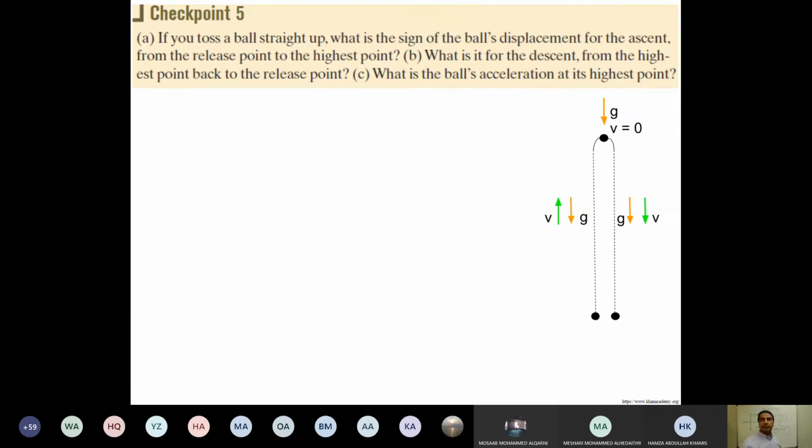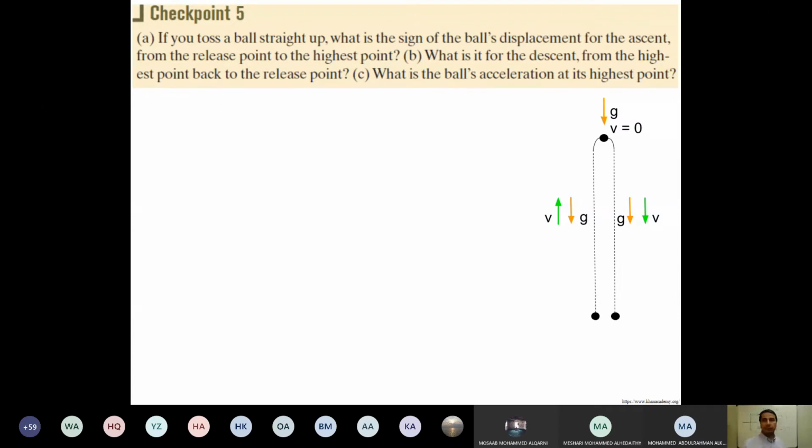What is for the descent? What is the sign of the displacement for the descent? Can someone tell? Maybe it will be 0. No, for the descent, when the object is coming downward, what will be the sign? Negative. Right. And what is the ball's acceleration at its highest point? 0. G. No. Minus. It is again G. It is 9.8 meter per second square.